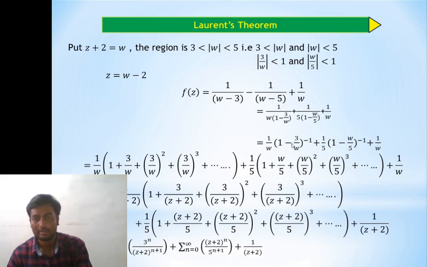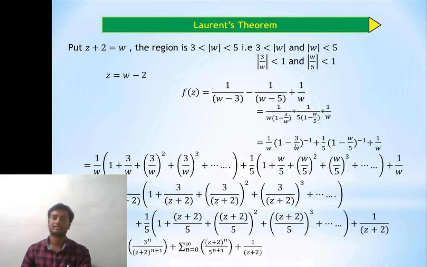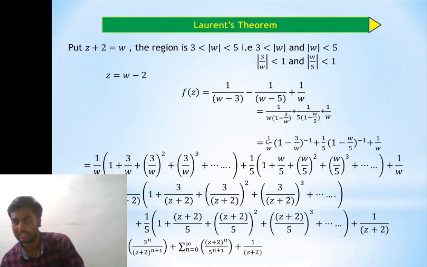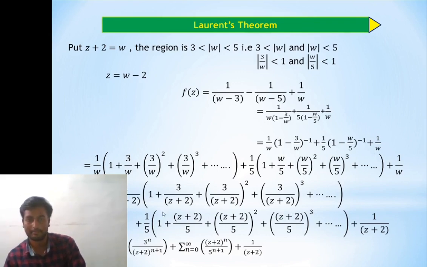Then we have the expansion 1 minus z whole power minus 1 equals 1 plus z plus z square and so on. Here also the same formula applies: in place of z you use 3 by w, and in place of z you use mod w by 3. The 1 by w is put the same way. After this series, you substitute w as z plus 2, so it is in terms of z plus 2, and then you write it in terms of summation also.